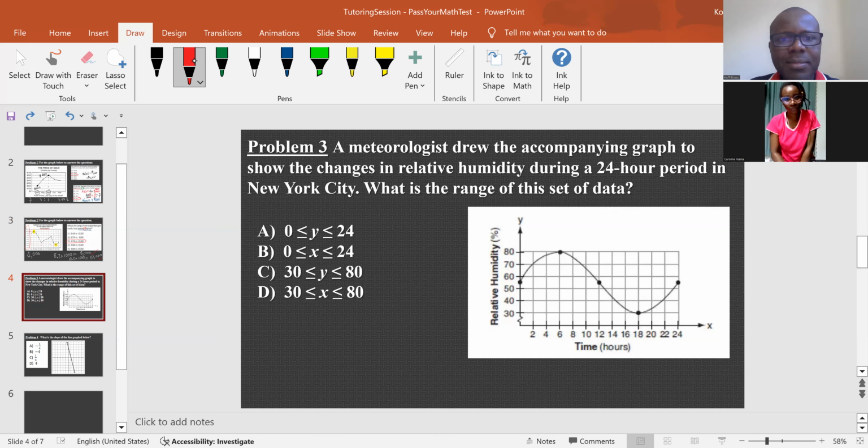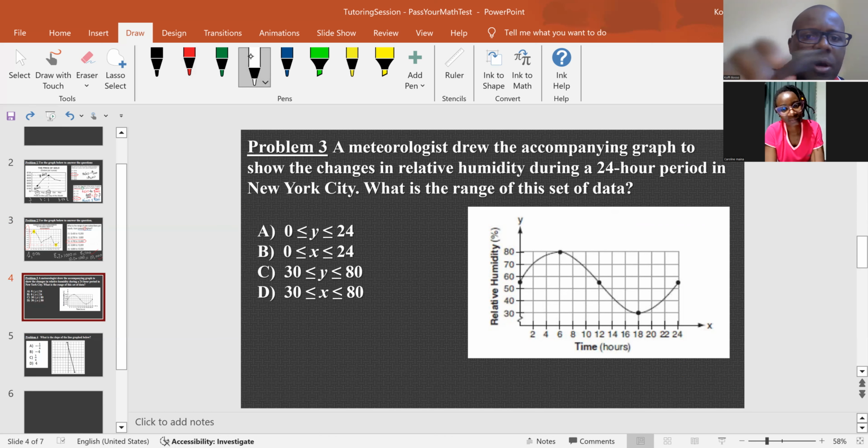Problem 3. They say a meteorologist drew the accompanying graph to show the changes in relative humidity during a 24 hour period in New York City. What is the range of this set of data? Range. So a quick review also.